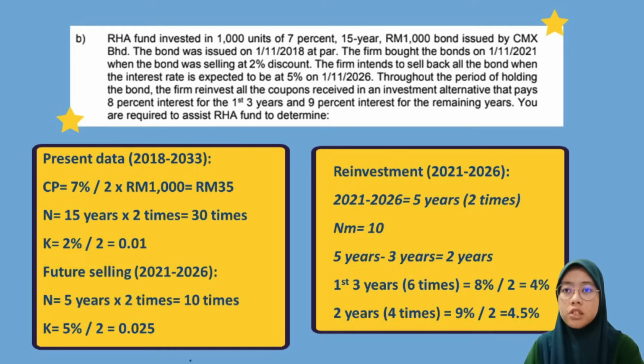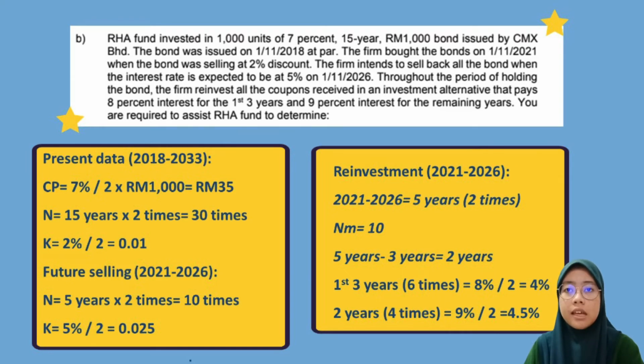So, from the question, we know that we will need to extract 3 types of information. First, which is the present data, the future selling, and the reinvestment. Firstly, present data which is from 2018 to 2033. The coupon payment is 7% divided by 2 multiplied by 1,000 equals RM35. The N is 15 years, so NM is 15 multiplied by 2 is 30 times.